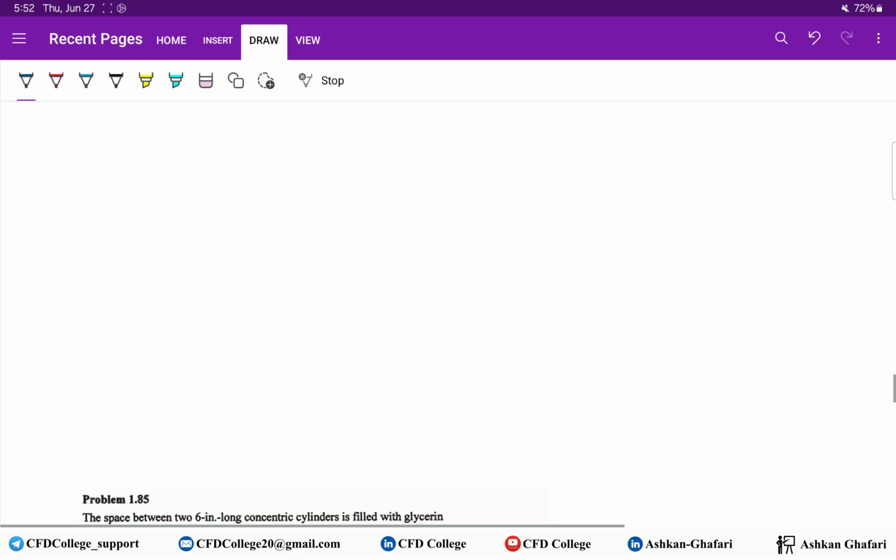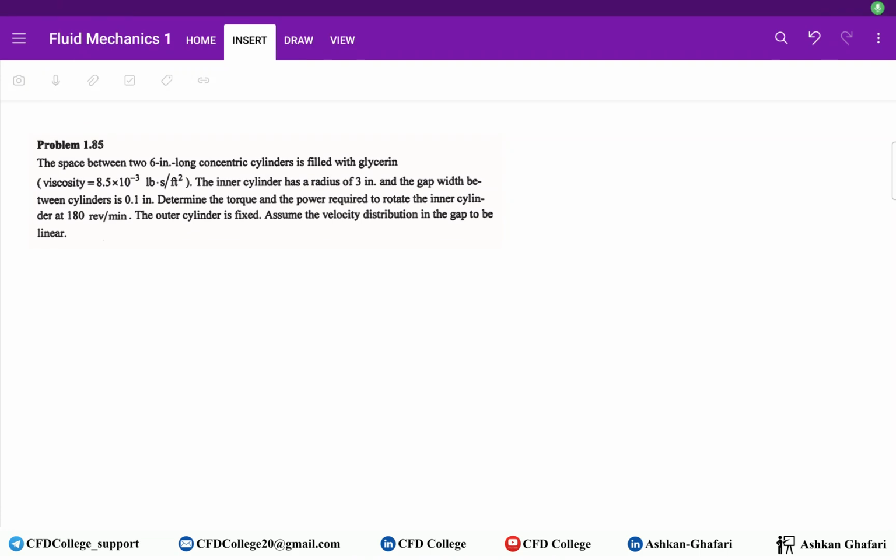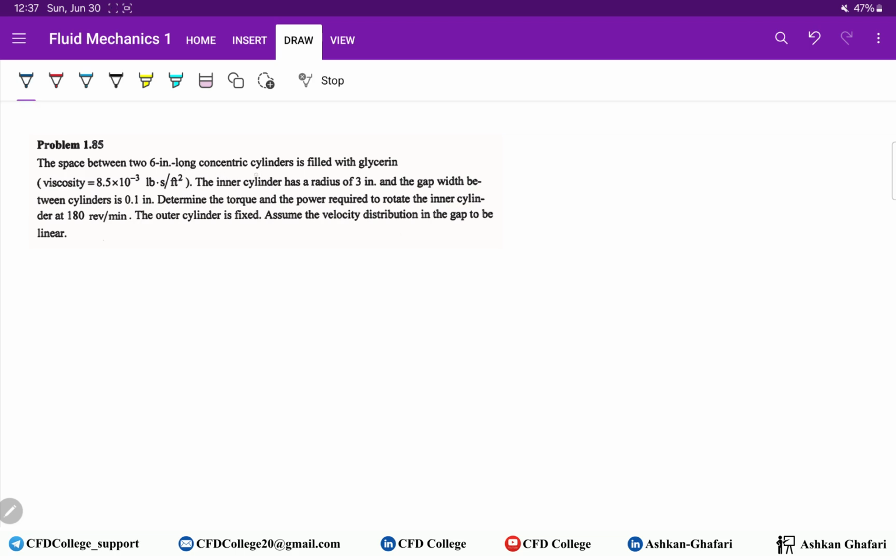We have 2 more problems, this one and the next one. In this question, we have two concentric cylinders, 6 inches long, so their length is 6 inches. The space between is filled with glycerin. We have the viscosity. The inner cylinder radius is 3 inches. We have a gap between them with a thickness of 0.1 inches. Determine the torque and the power required to rotate the inner cylinder.